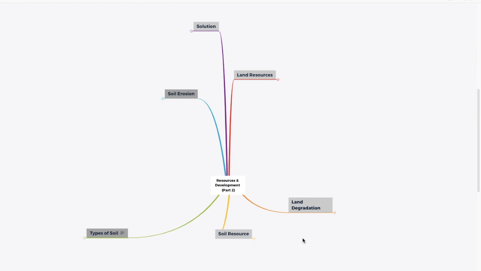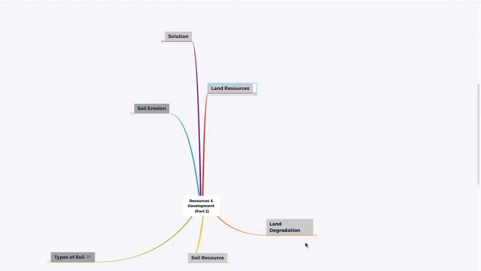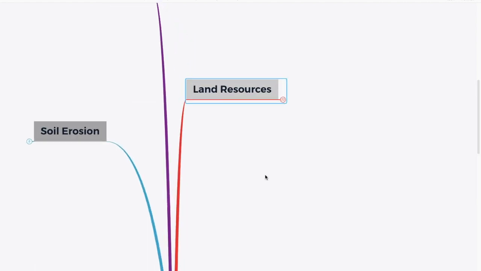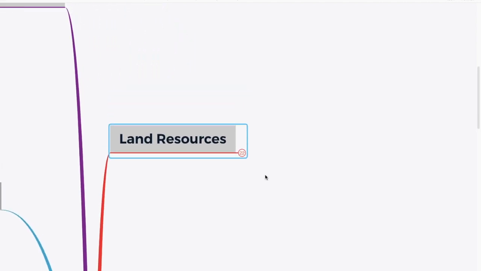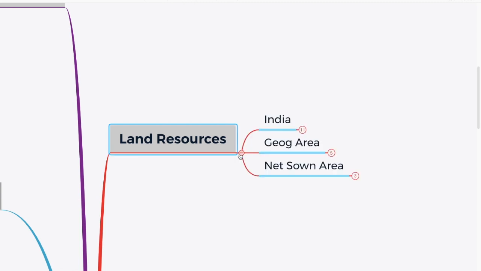Today we are going to talk about two topics, land and soil. So let's get going. Land resources. Here we are going to specifically talk about India. So what do we have here?